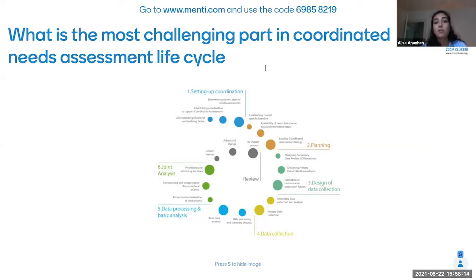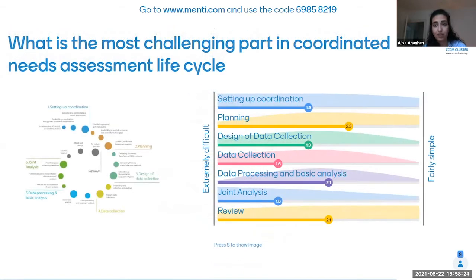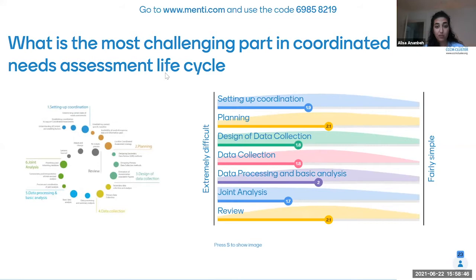So the question is, what is the most challenging part in coordinating the needs assessment lifecycle for you, no matter if you are in CCCM or in another sector? And I'm seeing that setting up coordination, planning, a lot of you are finding that planning and data processing and basic analysis seems to be the most difficult part, and the review.